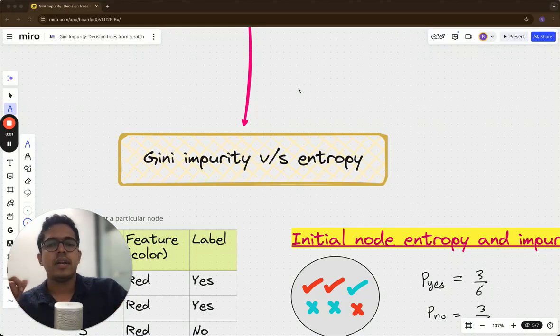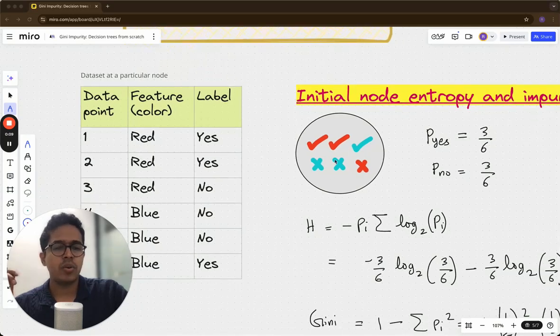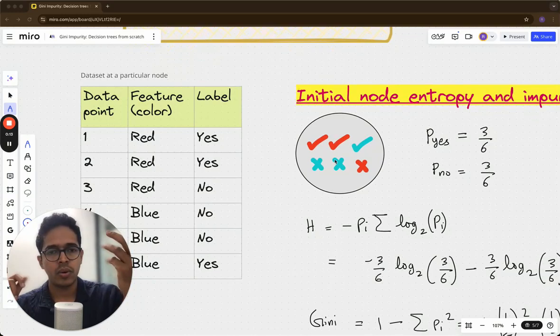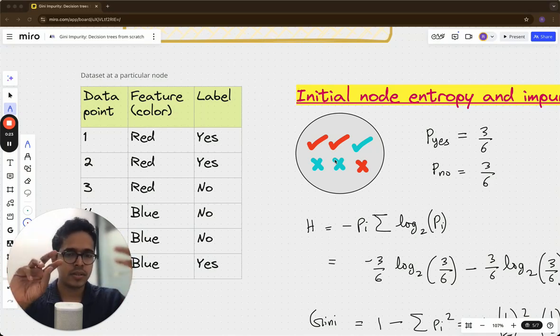Now let us calculate the Gini impurity versus entropy for the exact same example. We are not going to change the example. So the example was parent node with 6 data points. 3 of them belong to yes, 3 of them belong to no. And the features were such that in the red color, 2 were yes and 1 was no. In the blue color, 2 were no and 1 was yes.